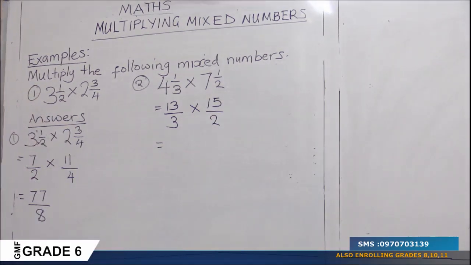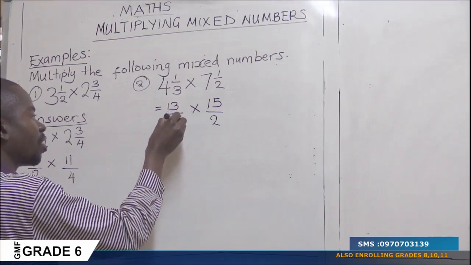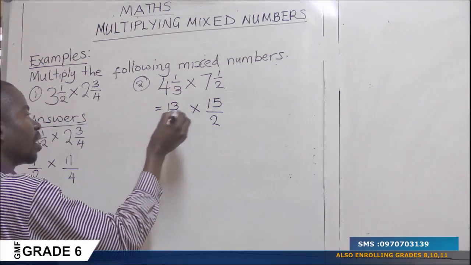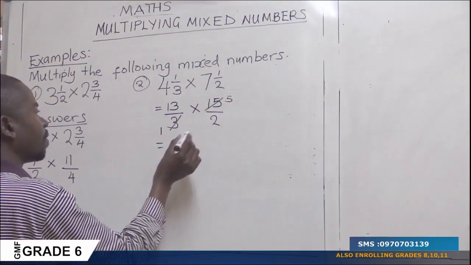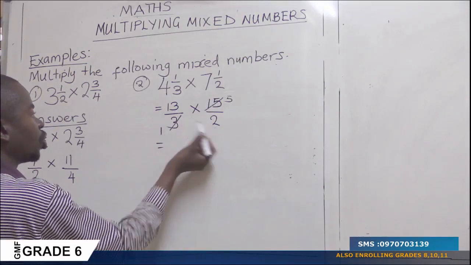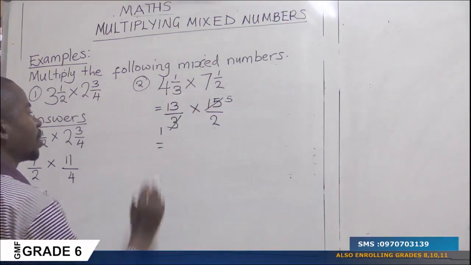From there, boys and girls, like I told you earlier, if you want to make your work much easier, you divide there. 3 into 3 is 1. 3 into 15, the answer is 5. You cannot divide 13 and 2. So from there you can multiply 13 times 5.